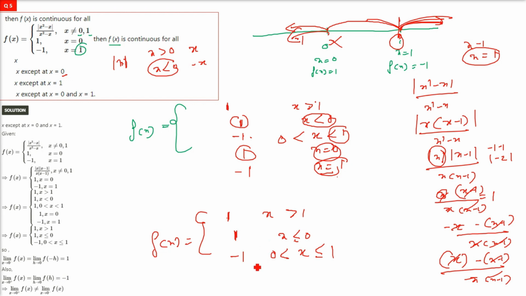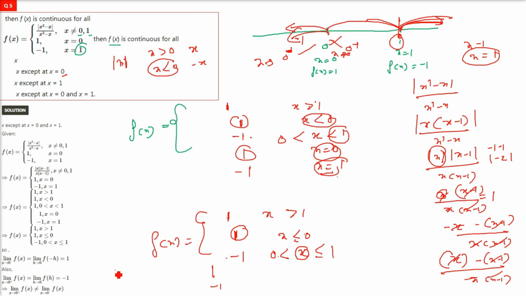How? Just see. If x is less than or equal to 0, it is 1. But when you move ahead of 0, above 0, it is negative 1. So at 0 you can take 0 minus or 0 plus, that is left hand limit, right hand limit. But we see here that on the left side it will be 1, on the right hand side it will be negative 1. So the left hand limit and right hand limit will not match.